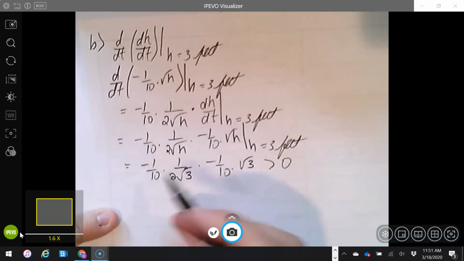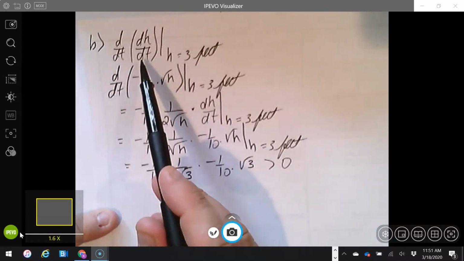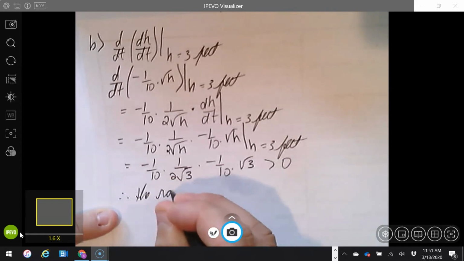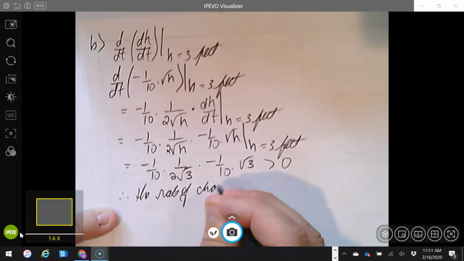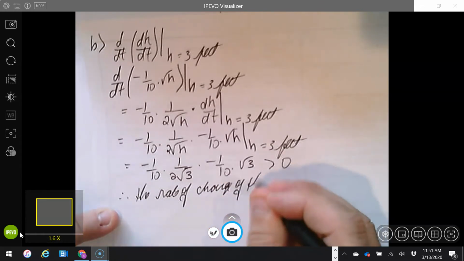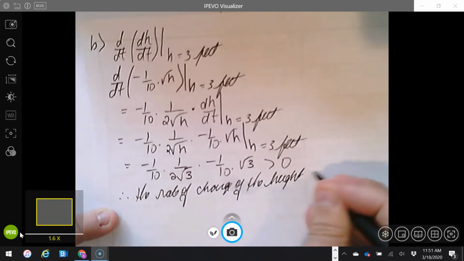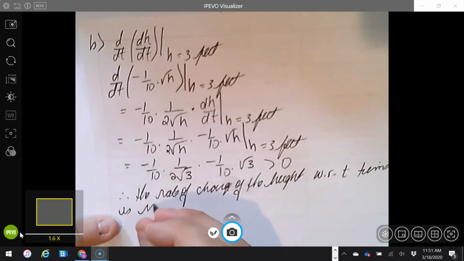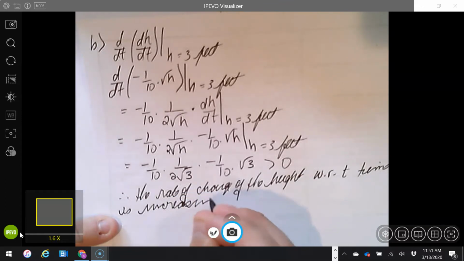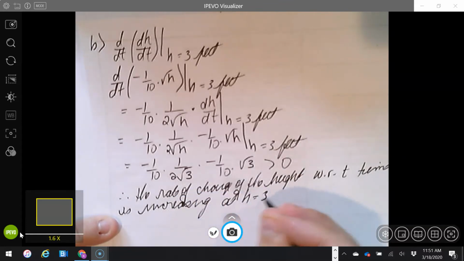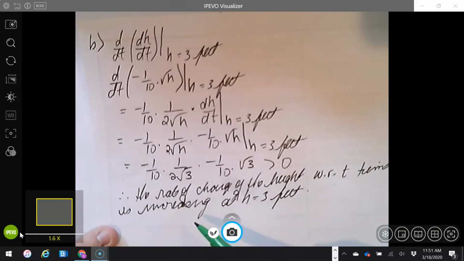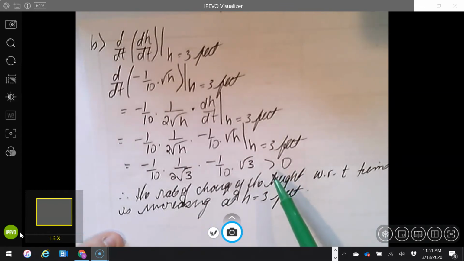And so what that means is your derivative of dh/dt is positive, therefore the rate of change of the height with respect to time is increasing at h equals 3 feet. We know that because your derivative is positive. We don't even need to know positive what, we just need to know positive.